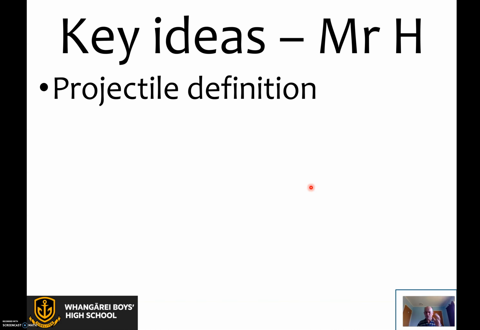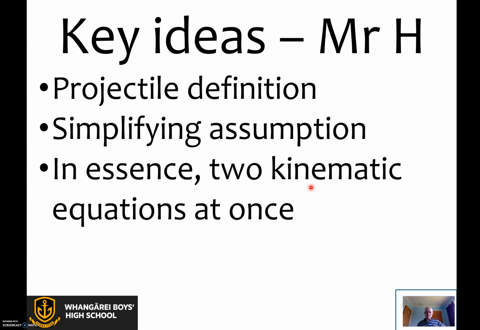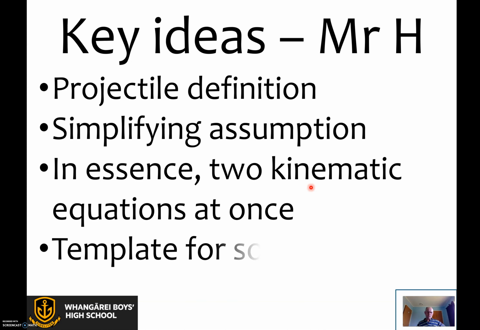A projectile is something that is thrown. It's off the ground. It doesn't have to be in the air. It can be on the moon. So it's something that's off the ground in a uniform gravitational field, and it has a constant horizontal velocity and a constant vertical acceleration. The simplifying assumption is that we do not have air resistance. I mentioned that. Basically, it's two kinematic equations at once, and I've got a template here for solving it, and I've got some ideas to give you a hand to reduce the complexity.